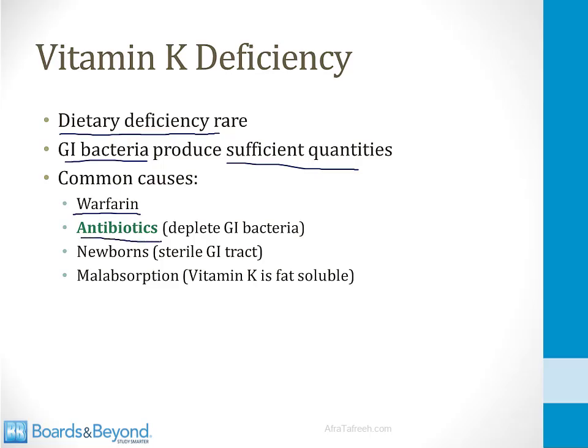Patients who take antibiotics often become deficient in vitamin K. That's because the antibiotics can deplete the GI bacteria. Newborns have a sterile GI tract, so they're usually given an injection of vitamin K so that they don't develop a bleeding disorder. And then finally, vitamin K is a fat-soluble vitamin, so if you have any form of malabsorption that leads to poor absorption of fat-soluble vitamins, you can become vitamin K deficient.